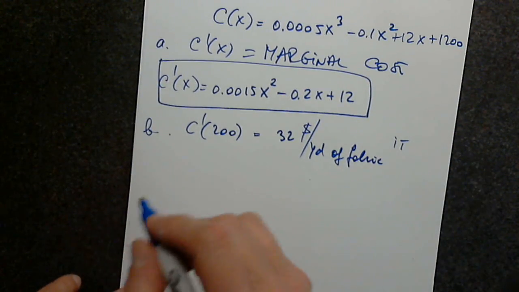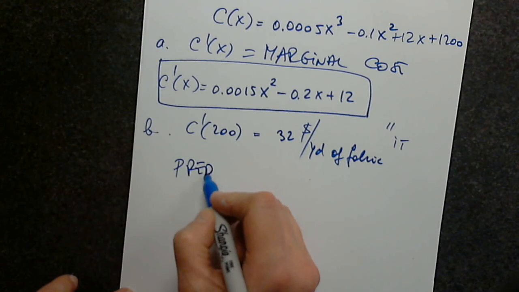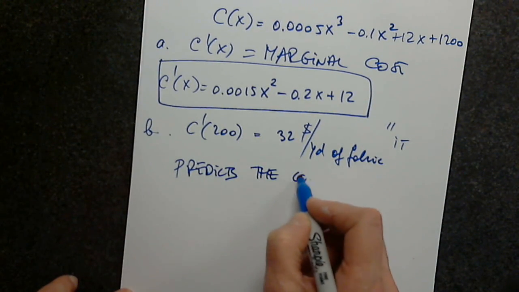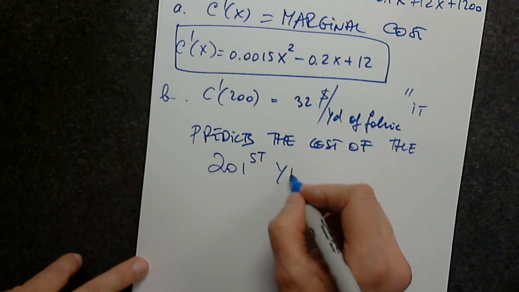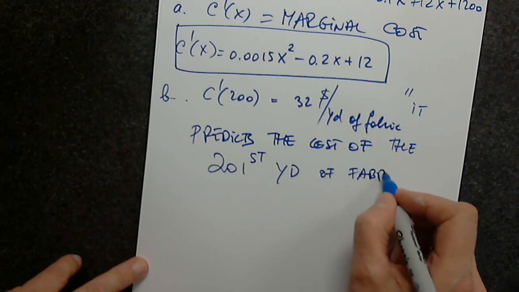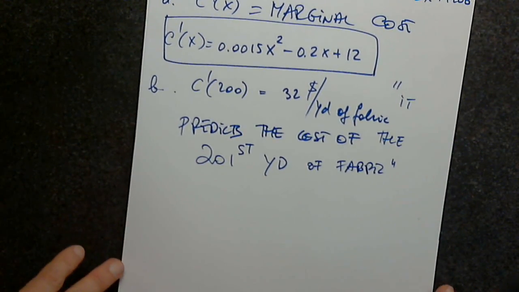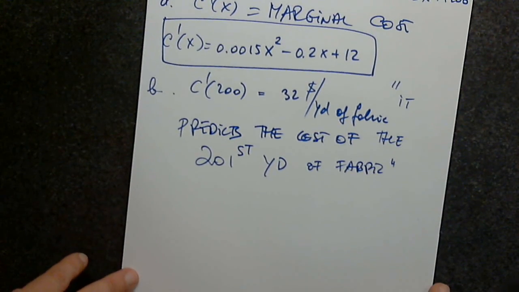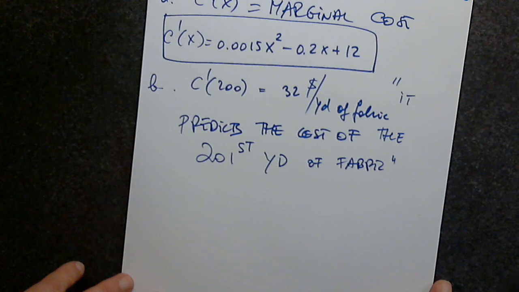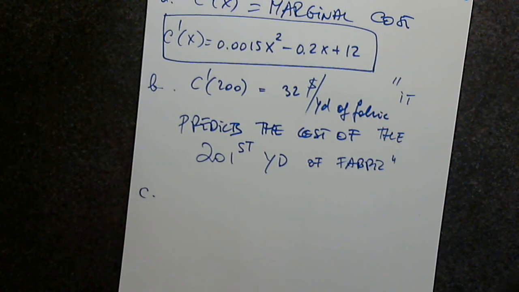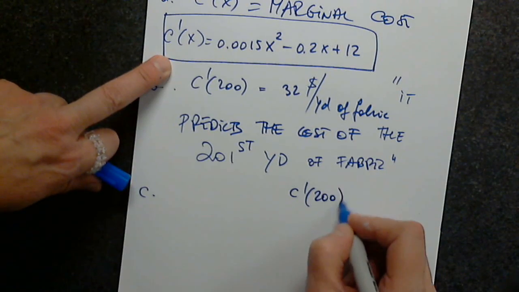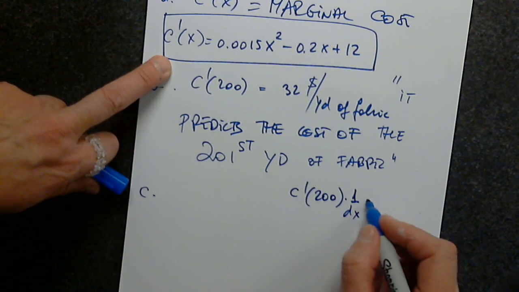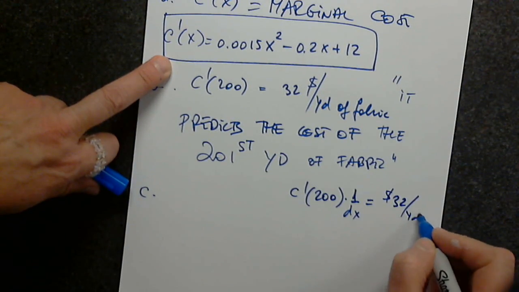It predicts, that's our claim right now, it predicts the cost of the 201st yard of fabric. And this is a statement that you should say, show me, and I will. So how did we get this? We got this from C prime of 200 times 1. This is dx. And this is our 32 per yard of fabric.